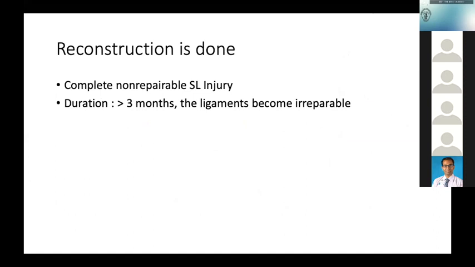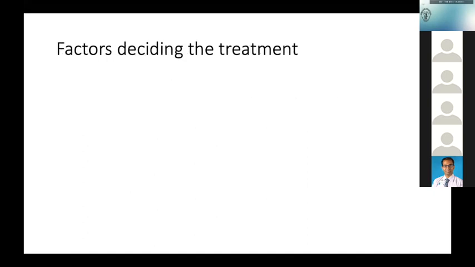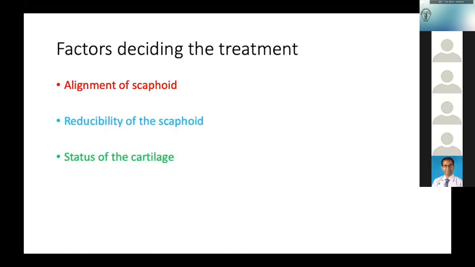So reconstruction is preferred whenever there is a complete non-repairable SL injury. The chronic injuries are generally more than 3 months. But sometimes we find this even after 2 months or 1.5 months, where the scapholunate ligament is not amenable to repair. You may have to do a reconstruction; I have found some cases like that. And the factors deciding the treatment: as I told, alignment of the scaphoid, whether it's reducible, and the status of the cartilage.